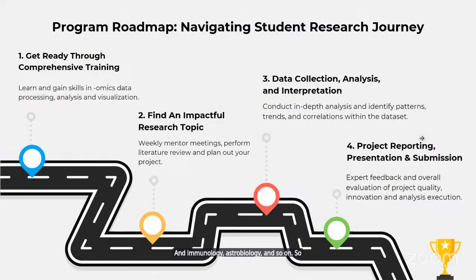So how does the research program work? Here on the screen, you can see a program roadmap that clearly outlines the student's journey throughout the program. As you can see, it begins with students undergoing comprehensive training in their chosen field of omics. Like I mentioned, this could be genomics, transcriptomics, metagenomics, and so on. And the objective here is to help the participants build a strong foundation in key skills such as data processing, analysis, and visualization. And in the next stage, students will work on identifying an impactful research topic through regular mentor meetings and in-depth literature review.